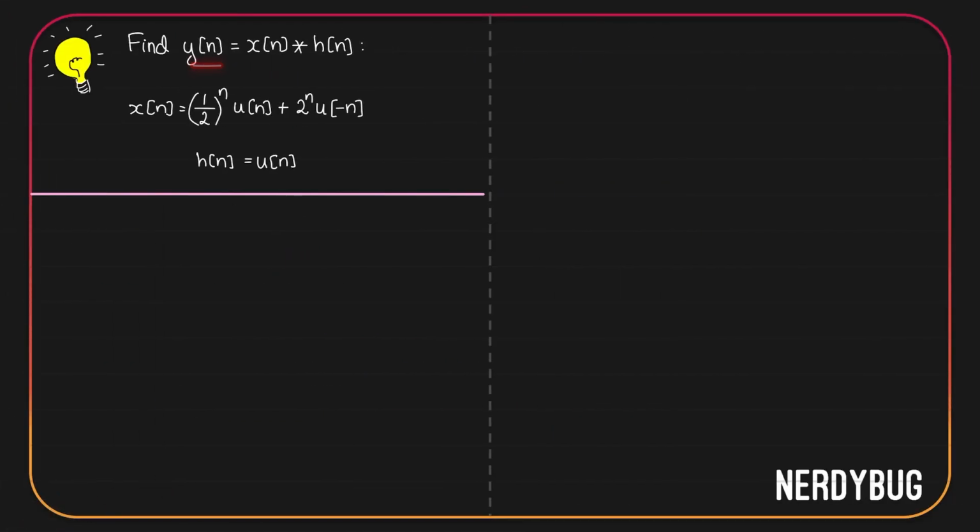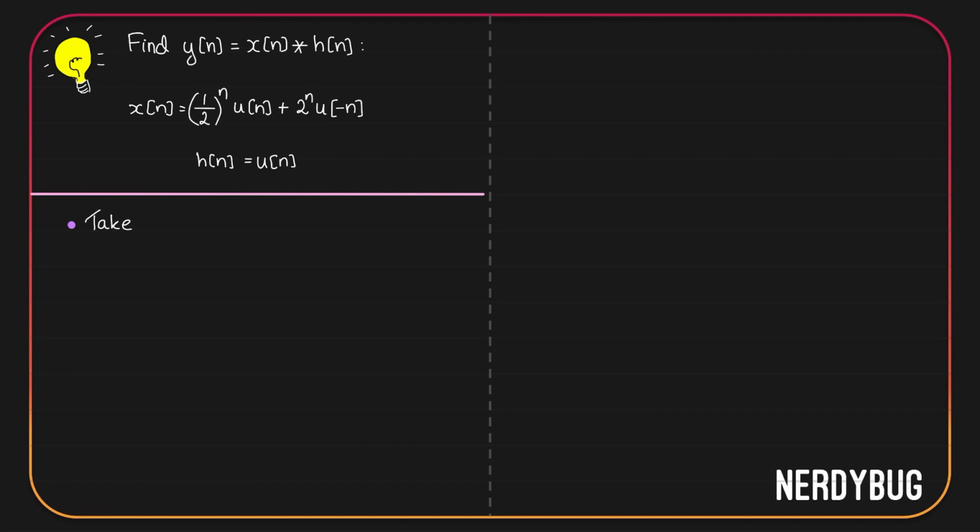Let us solve a problem now. We have to find y(n), which is the convolution of x(n) and h(n). x(n) is given, it is (1/2)^n u(n) plus 2^n u(-n). h(n) is also given, it is simply u(n). Here x(n) is a summation of two functions. According to what we just learned, we can consider them as two different signals, find their individual outputs, and then just add them to get our final response. That's exactly what we're going to do.